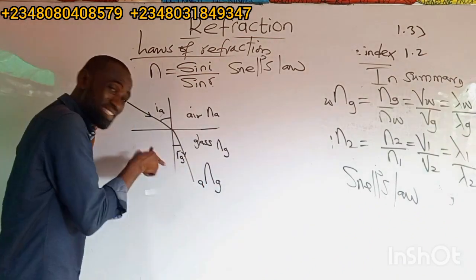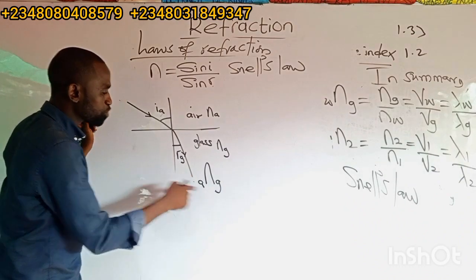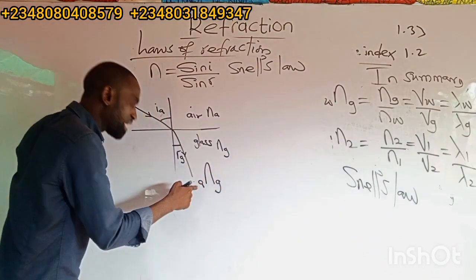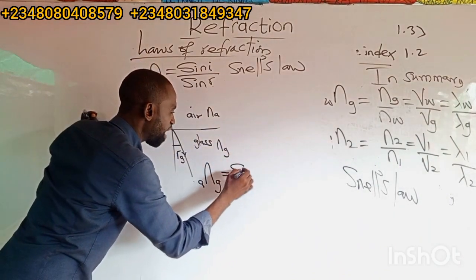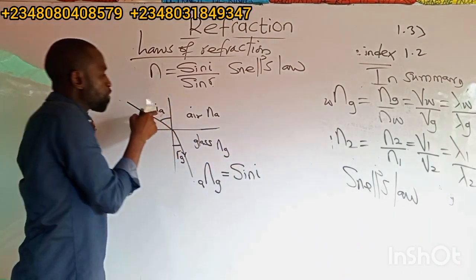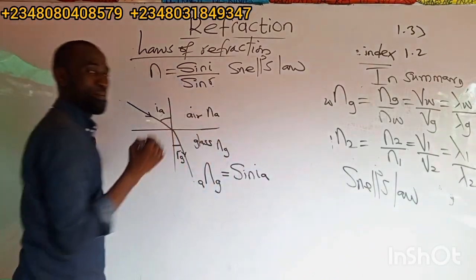Now, we said the refractive index of glass with respect to air. The way we pronounce this is the refractive index of glass with respect to air, which is equal to, based on Snell's law, the sine of angle of incidence. Where do you have the angle of incidence? In air.